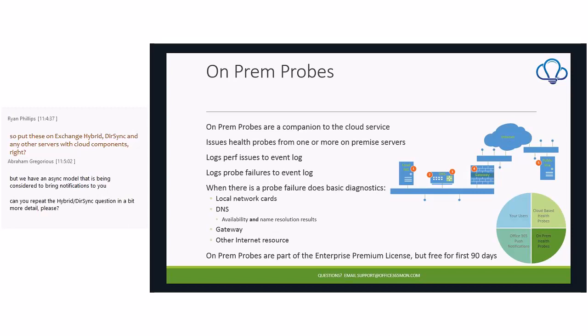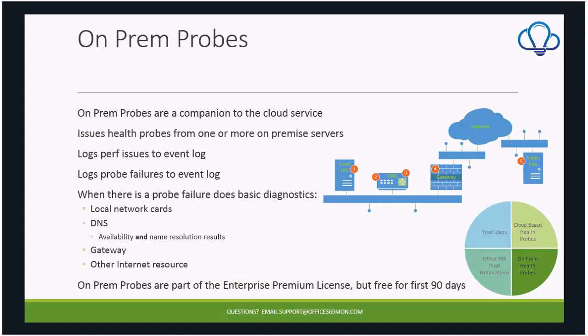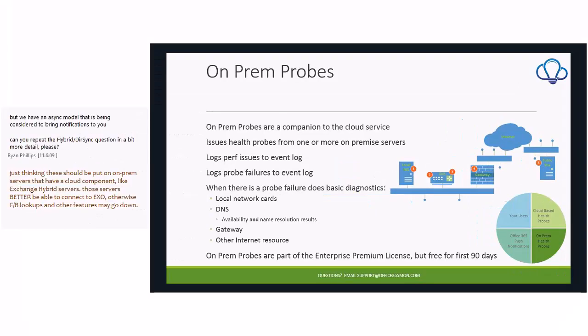The other thing that we do as part of this, as we're monitoring these things, we obviously log the issues, but we also write to a CSV file for each probe that we send out. So you can also go back and look at these CSV files and see exactly what's been going on, what the performance has been like, what the response has been as well. So the on-prem probes are part of the Enterprise Premium license, but they're free for the first 90 days.